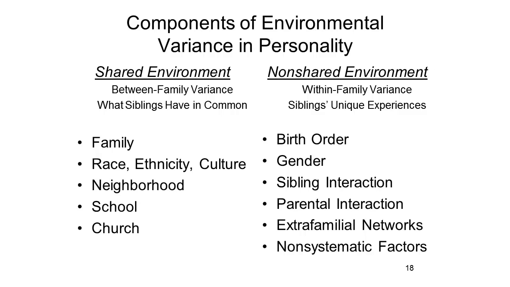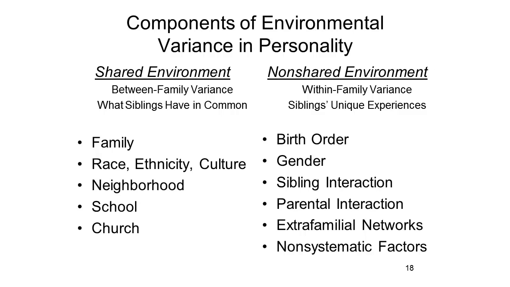The shared environment, also known as between family variance, includes all the factors that are shared by children raised in the same family, factors that differentiate them from children raised in other families. As a rule, children in the same family are raised by the same parents, share a single racial, ethnic, and cultural heritage, live in the same neighborhood, go to the same schools, attend the same church, synagogue, or mosque. The shared environment includes all these things and more that siblings within a family have in common.